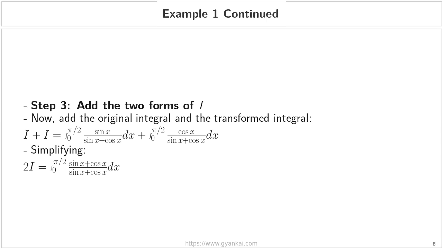Now let's simplify this. Notice that we have a common denominator in both integrals, sine of x plus cosine of x. When we add fractions with a common denominator, we simply add the numerators. Therefore, I plus I becomes 2 times I, and the integral simplifies to the integral from 0 to pi over 2 of sine of x plus cosine of x, all divided by sine of x plus cosine of x. Essentially, the sine of x plus cosine of x terms cancel each other out, leaving us with just one inside the integral. This is a huge simplification, and it's why the reflection property is so useful. In the next step, we'll see how easily this simplified integral can be solved.